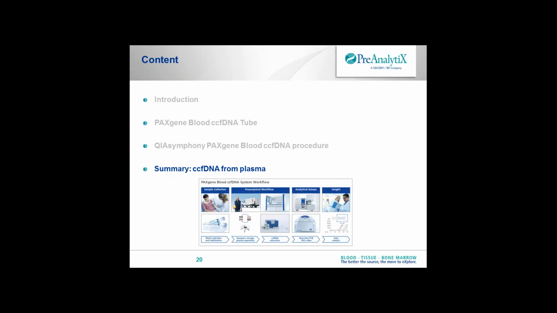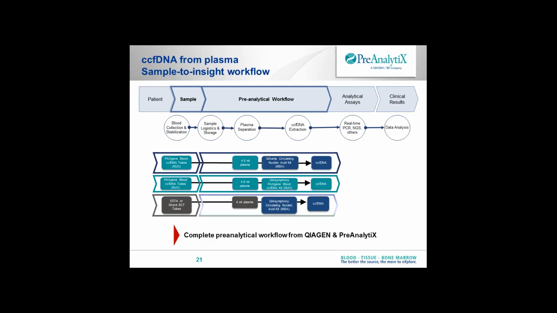Okay, so finally, I would like to summarize what we heard in my talk here. Overall, we now have for QIAGEN and PreAnalytiX a sample-to-insight ccfDNA workflow for blood, which addresses all the needs that we think customers have with ccfDNA from plasma. What you see is the new tube, as I mentioned, and the plasma from this tube can be isolated and then used with the manual QIAamp circulating kit. So if your throughput is not so high, you can use this QIAamp manual kit.